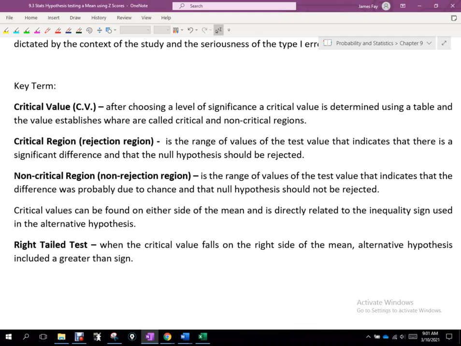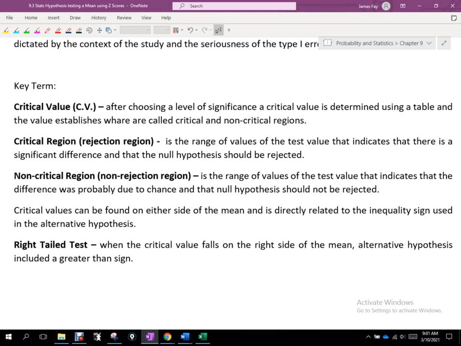The critical region, sometimes referred to as the rejection region, is the range of values of the test value that indicates that there is a significant difference between the data in the sample and the null hypothesis. And it suggests then that the null hypothesis should be rejected. Does that make sense?